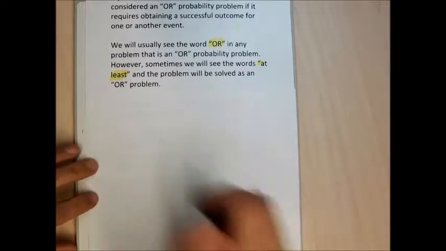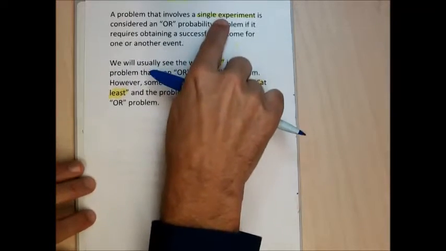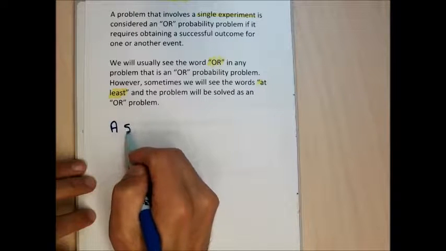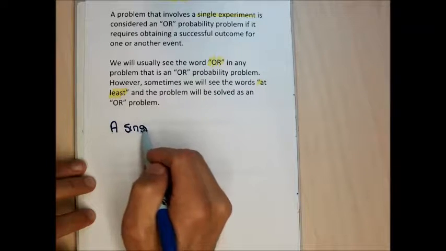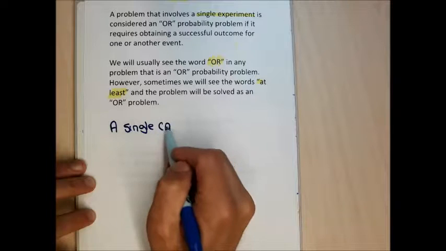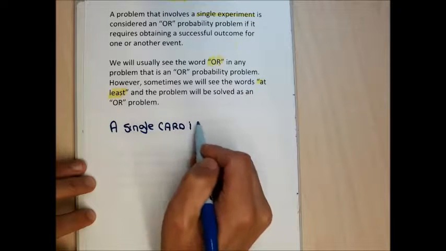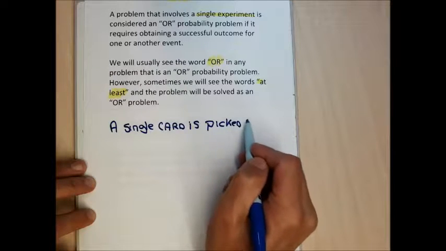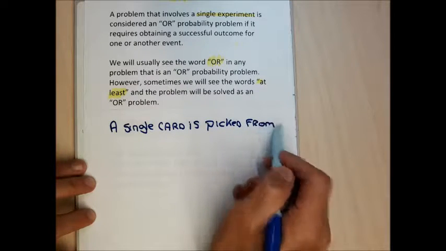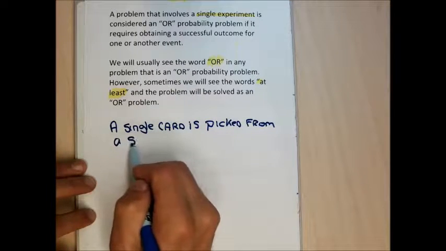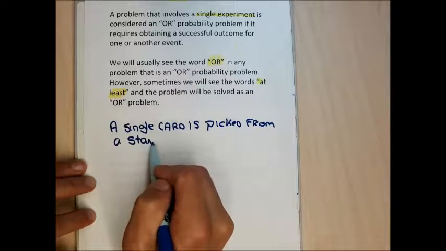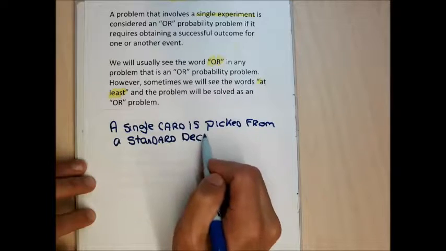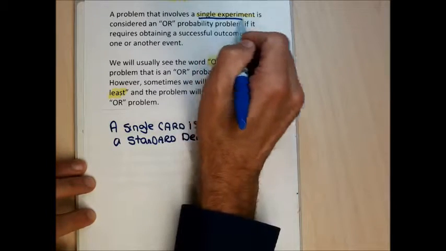So let me make an OR probability problem. I'm going to do a single experiment. So let me make up a single experiment. A single card is picked from a standard deck of 52 cards. So there's the single experiment part of this. I'm picking one card.